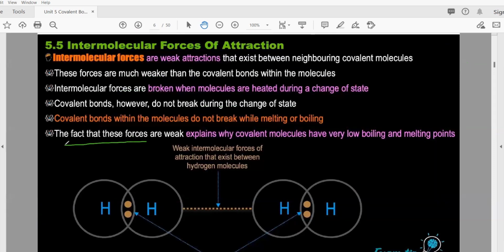The fact that these forces are weak explains why covalent compounds have low melting and boiling points, because the force between two different molecules is very weak. So this is known as intermolecular force of attraction. Due to this reason, covalent compounds have low melting and boiling points.